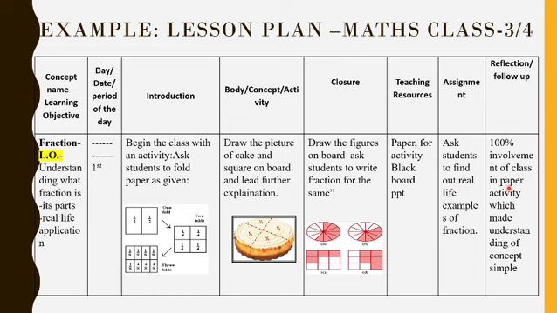And then comes your reflection. After completing the chapter, the teacher's reflection will be there, what went well. So the teacher can write 100% involvement of the class in the paper activity which made understanding of the concept simple. Or if something did not work well, or the children could not understand the terms like numerator or denominator well, then the teacher could write that as follow-up, the terms will be explained again in the next class.